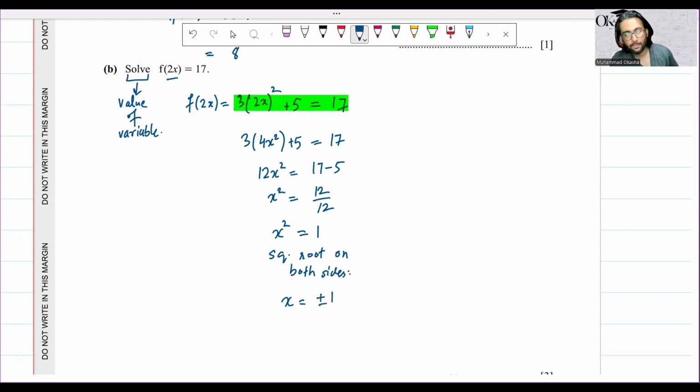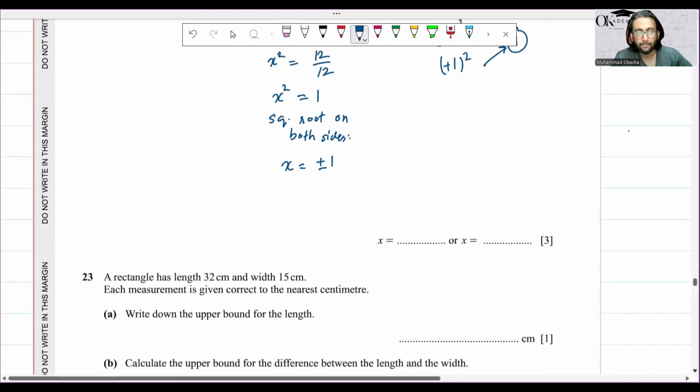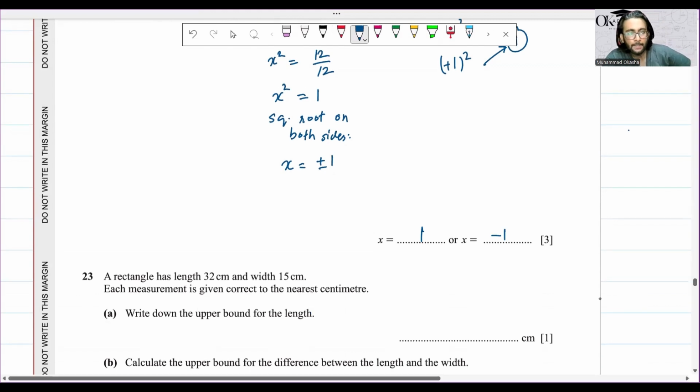Why plus or minus 1? I'm sure you've been taught this. If you square negative 1, you get 1. If you square positive 1, you get 1. You end up with 1 either way. But if you want to go back, if you square root 1, you're not sure whether you're going back to 1 or negative 1. This is why we put both values. So x is equal to 1 or x is equal to negative 1.